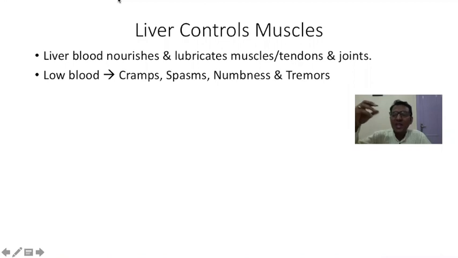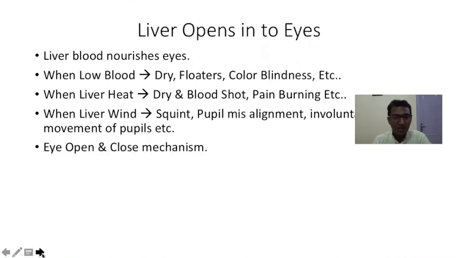So I treat to remove the wind. Then I try to fill more blood into the liver, either by treating liver blood deficiency or the total blood deficiency, or if the blood is related to yin. So if there is any yin part of the liver which needs to be treated, I treat that. In this way, I take care of the liver. I hope this is clear.